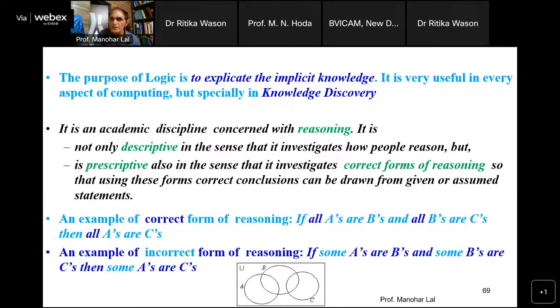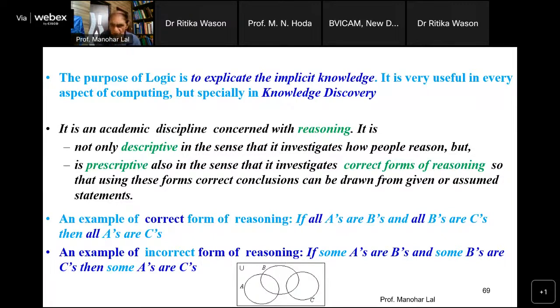Friends, the purpose of logic is to explicate the implicit knowledge. A number of facts are there, but there is a fact which is hidden in them, which can be very useful. Now, to explicate that implicit knowledge is the role of logic, and it is very important in knowledge discovery and, of course, in other aspects of computer science. What is logic? It is an academic discipline concerned with reasoning. It not only describes how we do reason, but prescribes how we should reason.